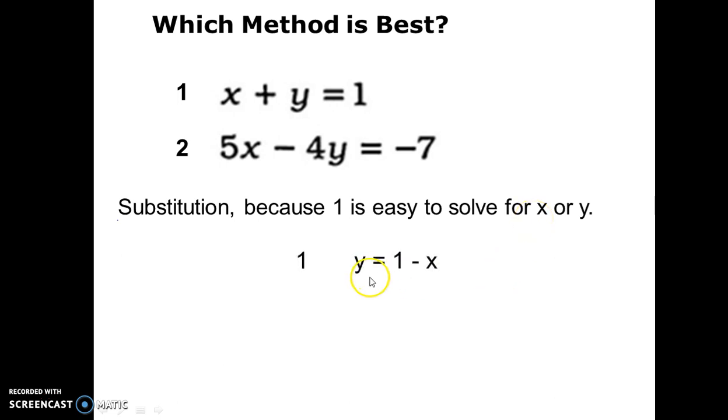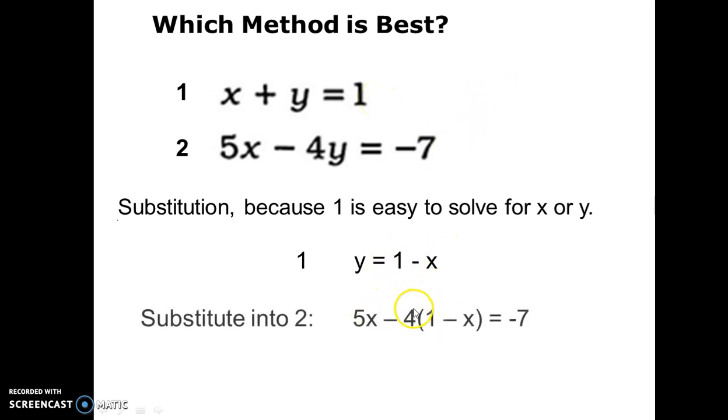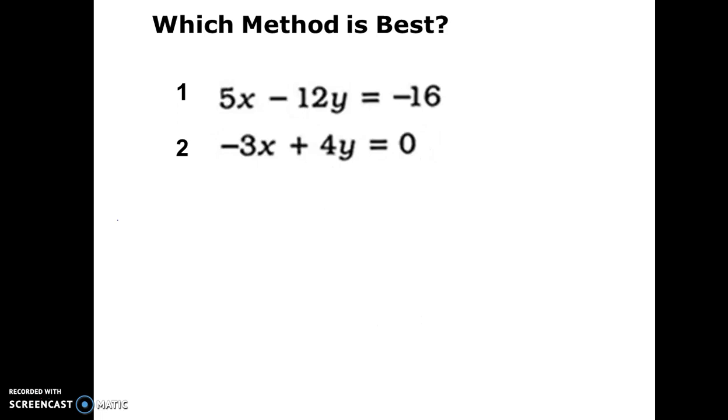Let's see what I did. Oh, I solved for y, so I moved that x over to that side. I have 1 minus x. Now I know what y is, and I can substitute that into the second equation. So that y has been replaced with that 1 minus x. And then you'd proceed from there. Take a look at this one.